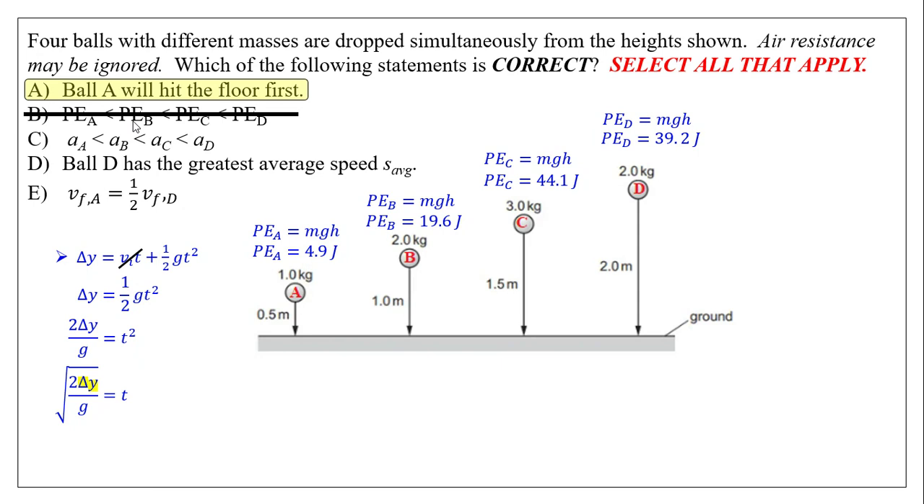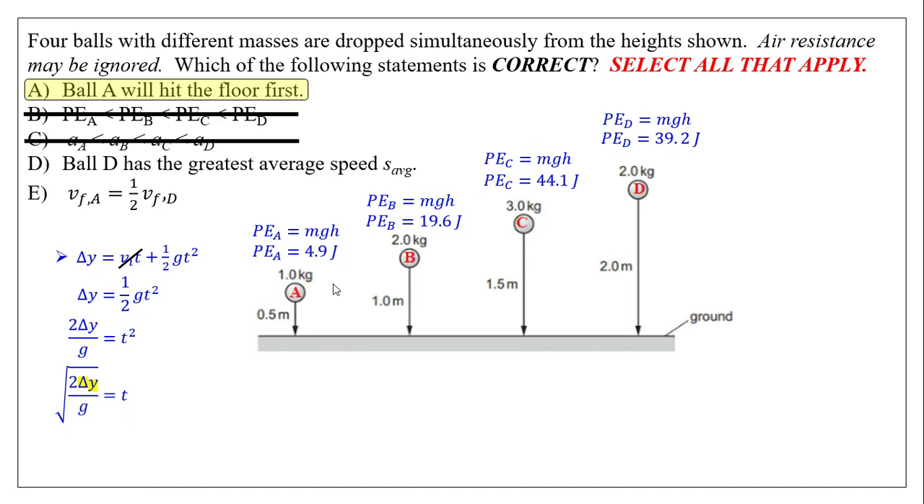Now, let's do choice C. Choice C is super whack because it says the acceleration for A is less than B, which is less than C, which is less than D. It says here the air resistance is ignored, so really, you're falling in the presence of a vacuum. So g is negative 9.8 meters per second squared for all of them, so they cannot be less than or greater than. They all have to be equal. So for that reason, C is wrong.